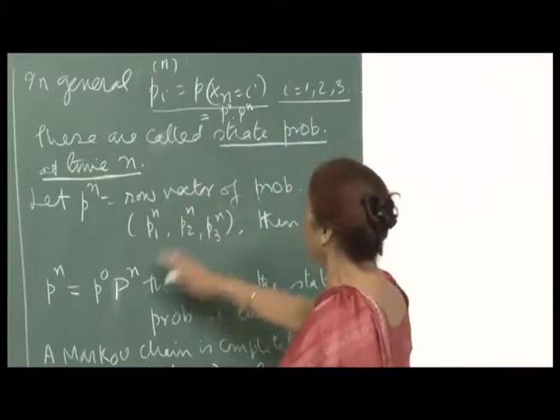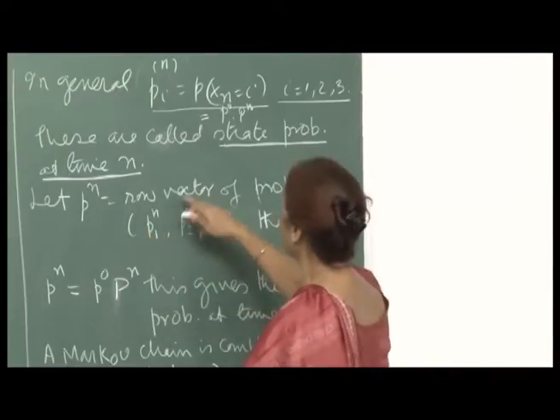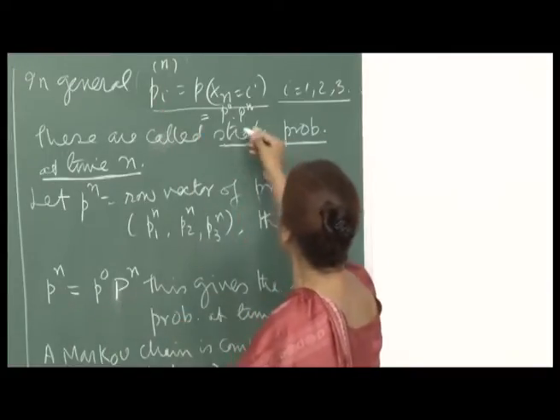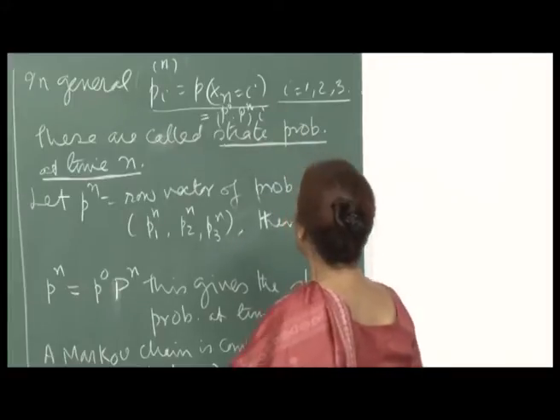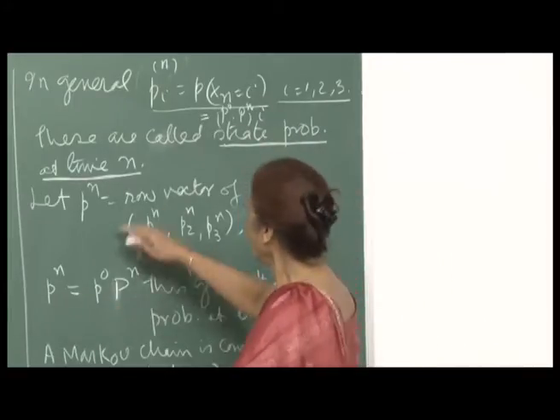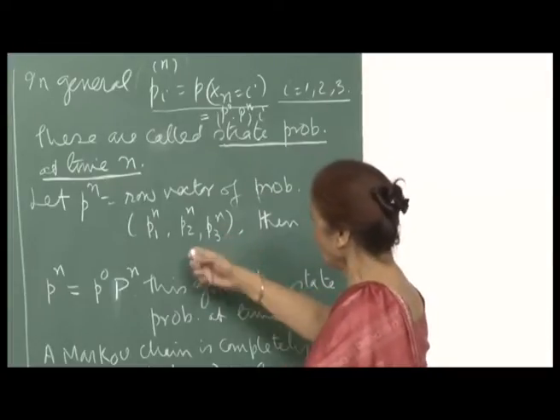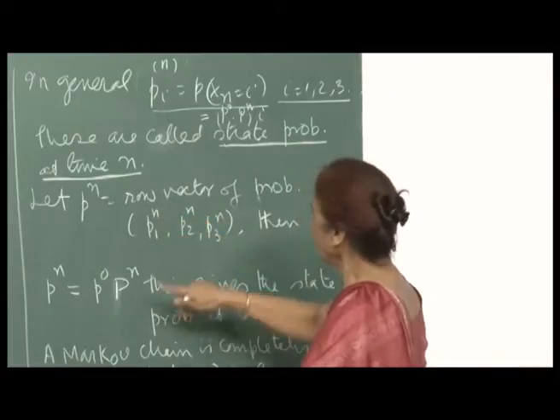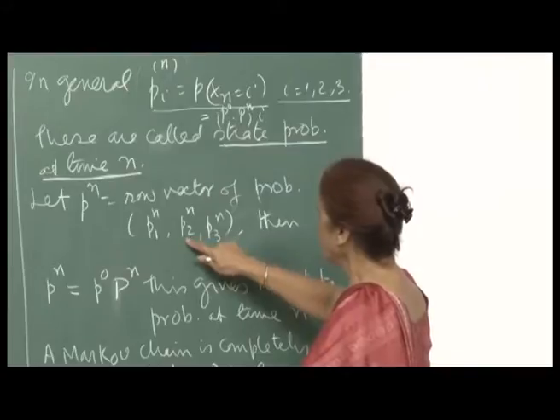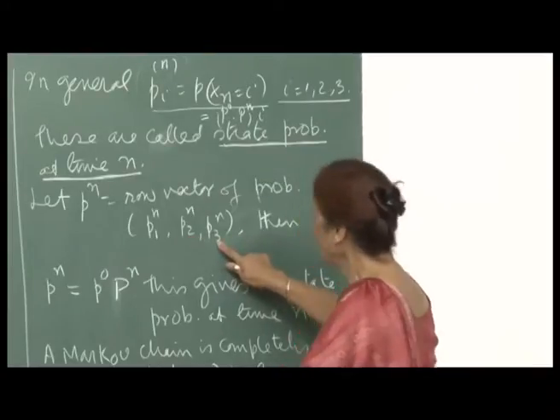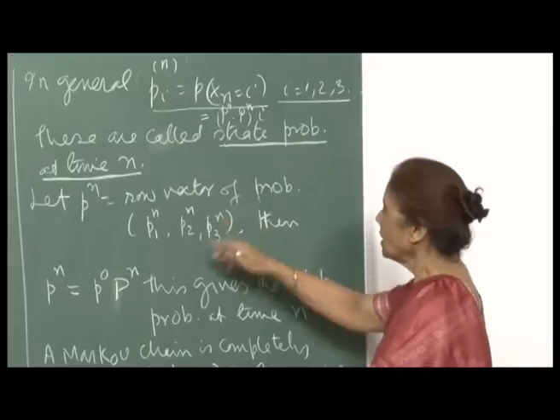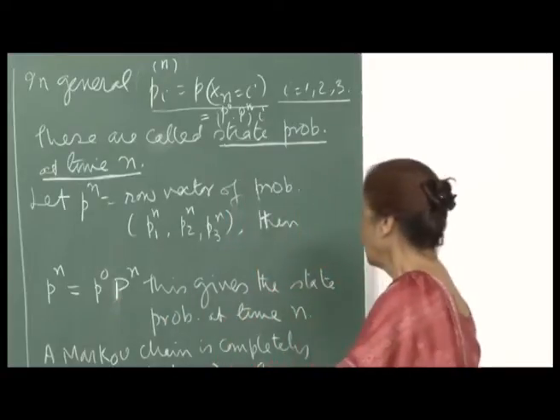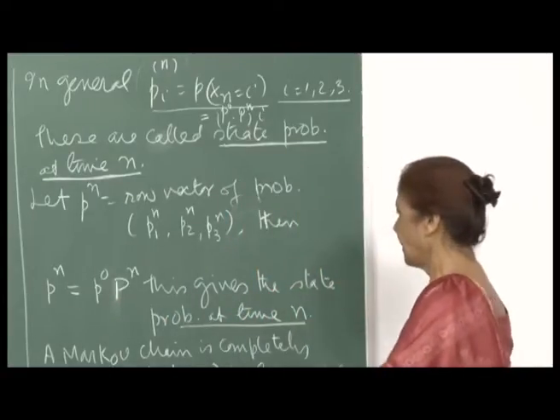Yes, so I have written it here. If P n is your row vector of probabilities, this is the ith component. In general, this row vector is P 1 n, P 2 n, P 3 n. That means P 1 n is the probability of the system being in state 1 at time period n, P 2 n is the probability of being in state 2 at time n, and P 3 n is the probability of being in state 3 at time n. I denote this by a row vector P n, and then this can be written as P naught into P n. So, this gives the state probabilities at time n.